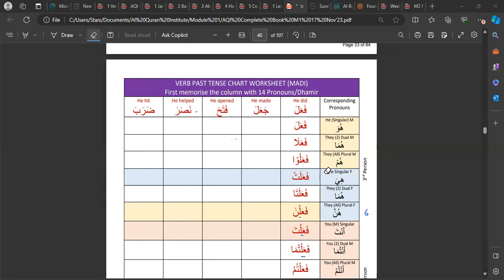Whichever is easy, but the most important thing is the clues are here. When it's fa'ala, this is the root, the original letters are there, fa'ala. Now when it's fa'ala with alif added, it's do it too. And waw alif, that's the sign of plurality. So if we get that first, then come to the third person feminine.